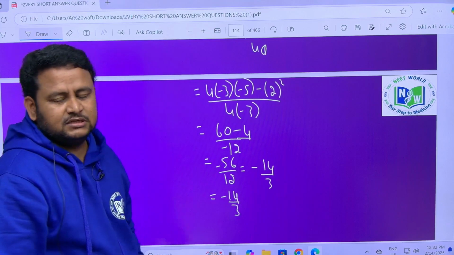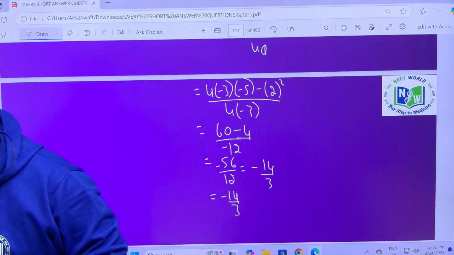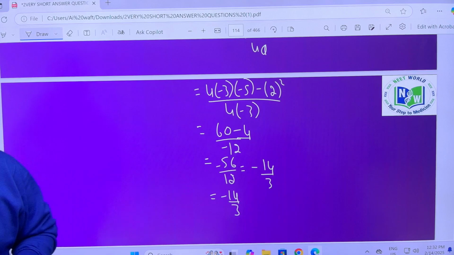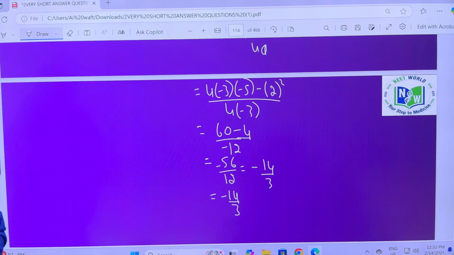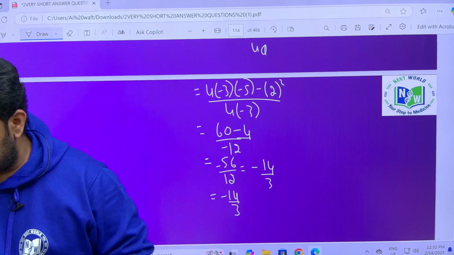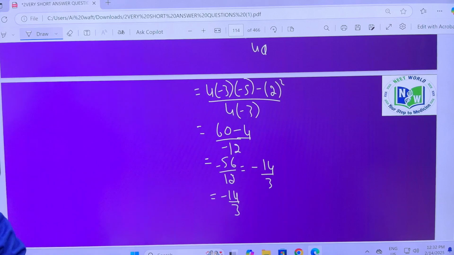Got it, friends? This is how you find the maximum value. So the answer is minus 14 by 3. This is the answer, friends. Minus 14 by 3.